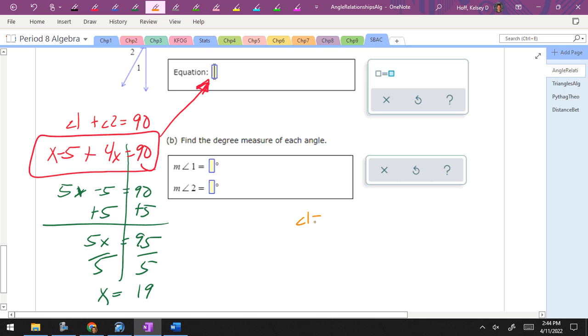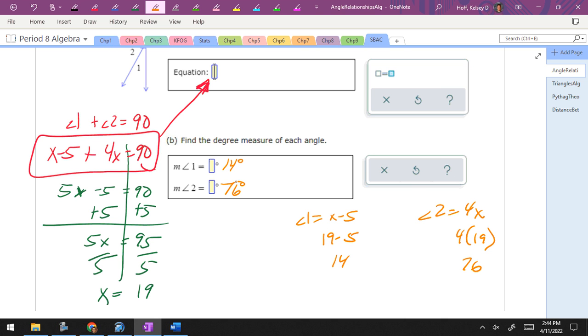Very good. So angle 1 they said was x minus 5. Well, we just said x was 19. So 19 minus 5 is 14. So angle 1 is 14 degrees. Whoops. Then they told us angle 2 is 4x. 4 times 19 is 76. How could you check that you did that correctly? Add them together and you better get 90.